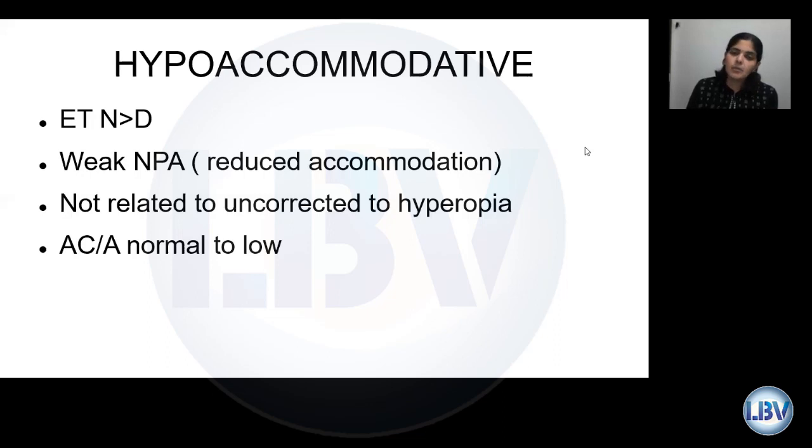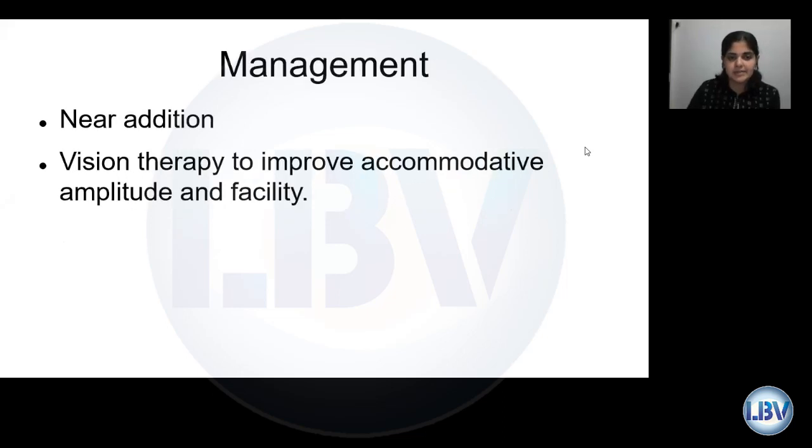In hypoaccommodative types of esotropia, like we saw in the accommodative type, the near deviation is greater than the distance deviation. But here there is a weak near point of accommodation. In the earlier case, the near point of accommodation or the amplitude of accommodation was normal. In this case, it is reduced, and hence even your ACA ratio is normal to low. This again is not related to the amount of uncorrected hyperopia that is present.